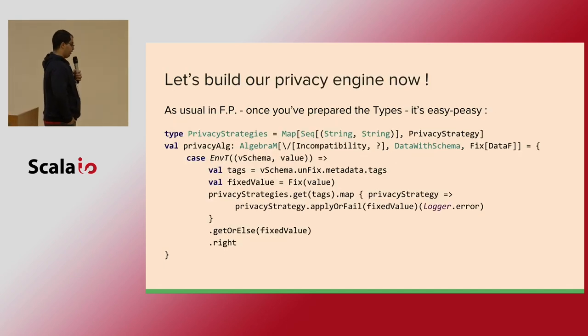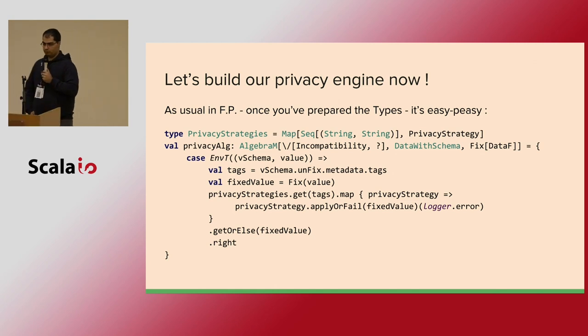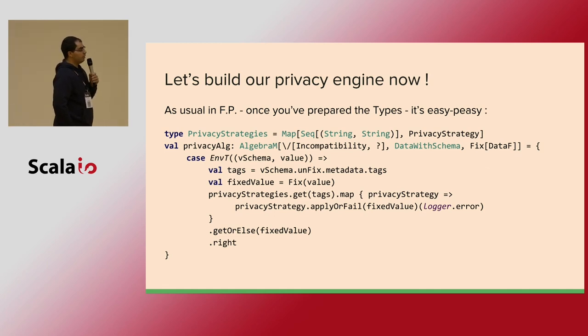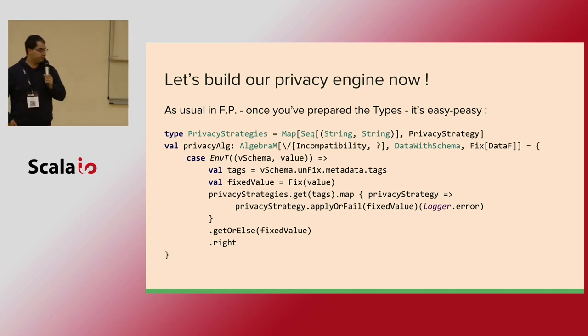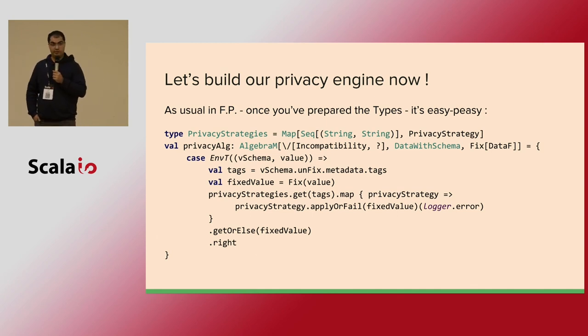So let's build our privacy engine now. We have prepared the data, we have prepared the types, and as usual in FP, once you have prepared the type, you've done more than half the way. So all I need to do is to use my privacy strategies and actually unwrap my RFT, check the tags on the schema, and if for those tags I have a privacy strategy, apply it. If I don't, then just get back the original value. Not that hard, huh? The dot right is here to represent that I'm only going to use this algebra if I have no incompatibility. It doesn't matter to try to cipher something that is not compatible with the schema that we expect it to be.